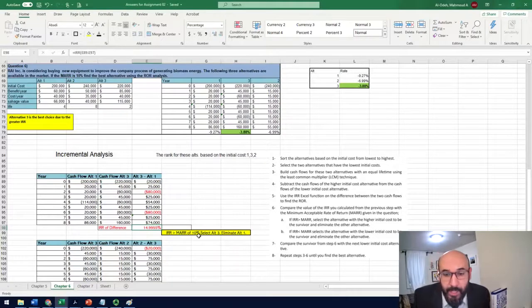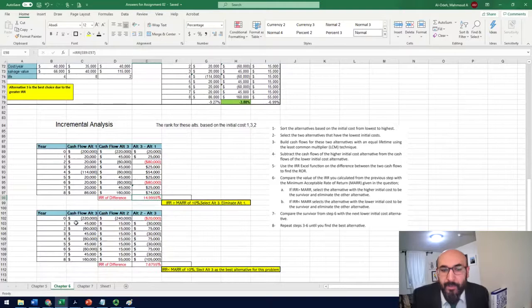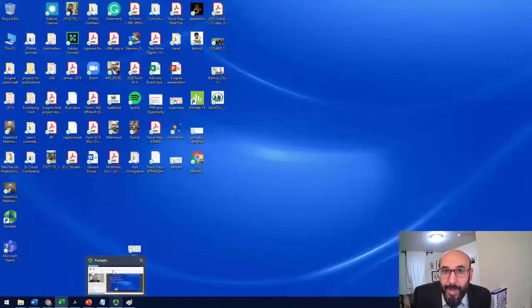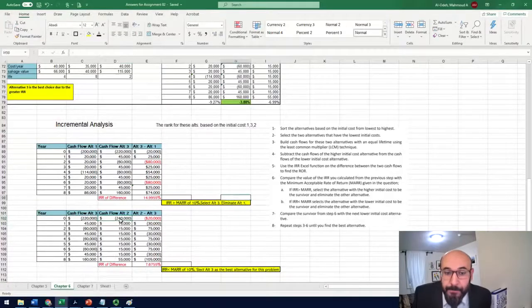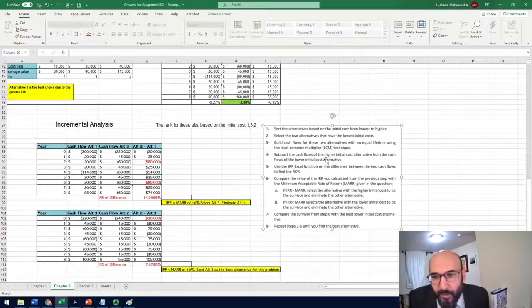Now it's between 3 and 2. We do the same thing. Build the cash flow for alternative 3 and the cash flow for alternative 2. And now take the difference between these two cash flows: cash flow of alternative 2 minus the cash flow of alternative 3. And why is that? Because cash flow of alternative 2 has the higher initial cost. Take a look here. Step number 4: subtract the cash flow of the lower initial cost from the cash flow of the higher initial cost. So we did that.